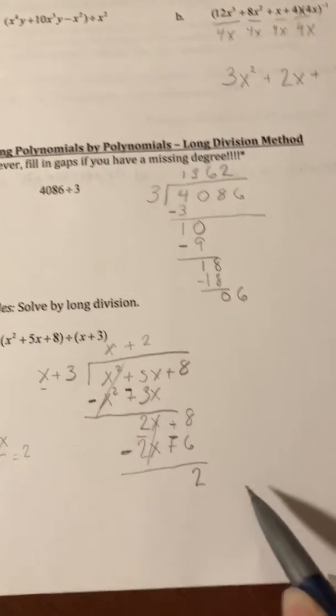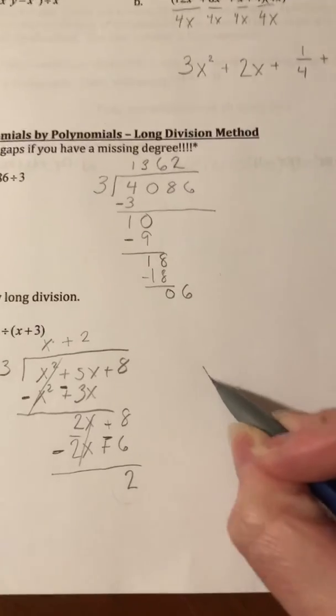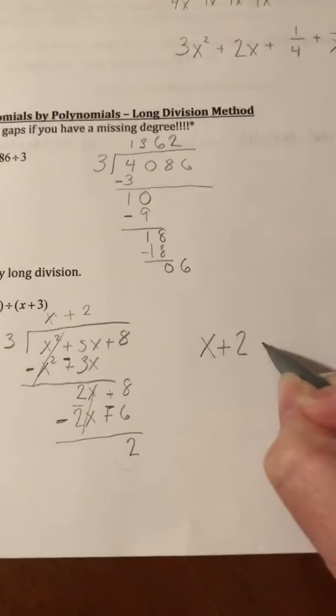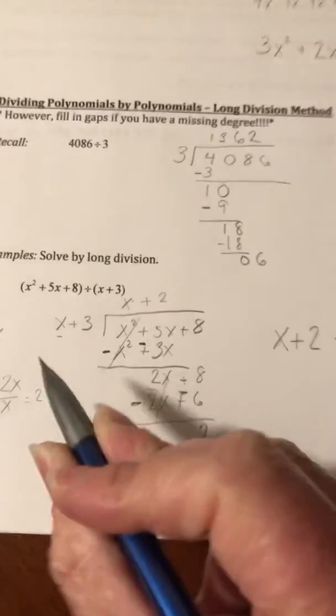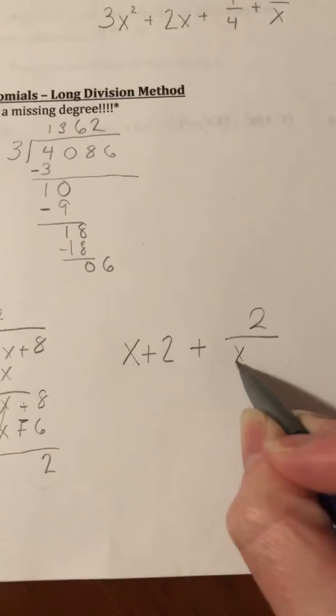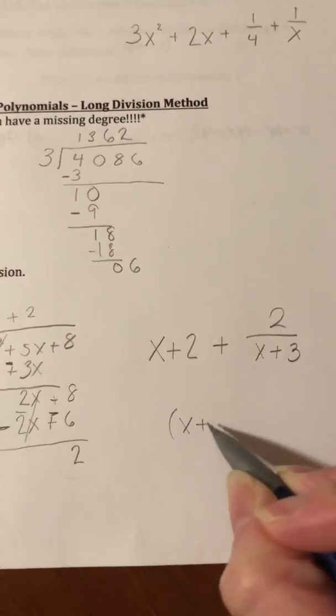How many times does x go into 2? It doesn't, so 2 is our remainder. So we're going to write our final answer as x plus 2. And then plus, because that's positive, it's going to be 2 over, and then we're going to write that divisor there, x plus 3.